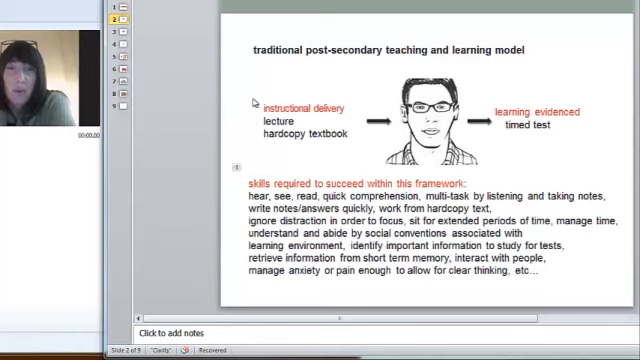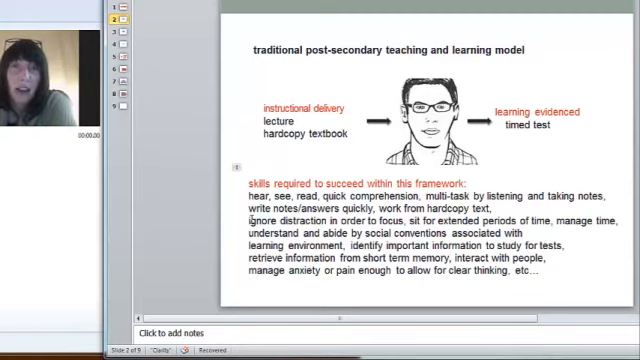What that means with respect to the way we set up instructional delivery is that there's an over-reliance on lecture and hard copy textbook. It also means that there's an over-reliance in this model on timed testing to ask students to evidence their learning. So what we may not have thought about, though, is what are the secondary skills that we require students to have in order to be successful in this kind of teaching and learning model. And essentially, there's a very wide range of skills that are required to be successful in this model.